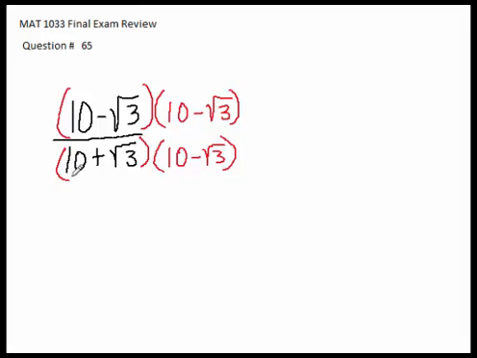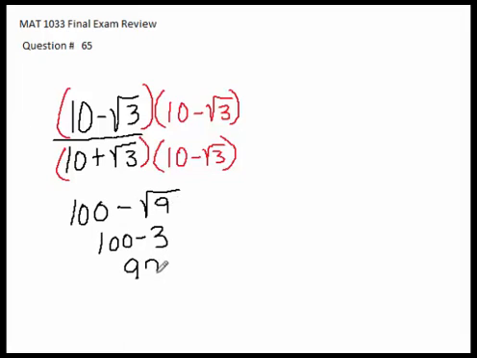And then when we FOIL on the bottom, we end up with 100. The middle terms will cancel, and then minus the square root of 9, which is 100 minus 3, which is 97. And on the top, we're going to have to FOIL here, 100. Now, the middles will not cancel because they are the same sign, not opposite signs. So we're going to have to keep them.